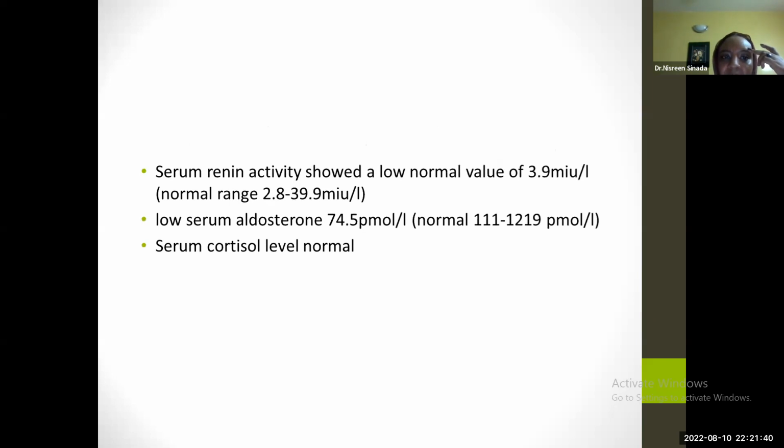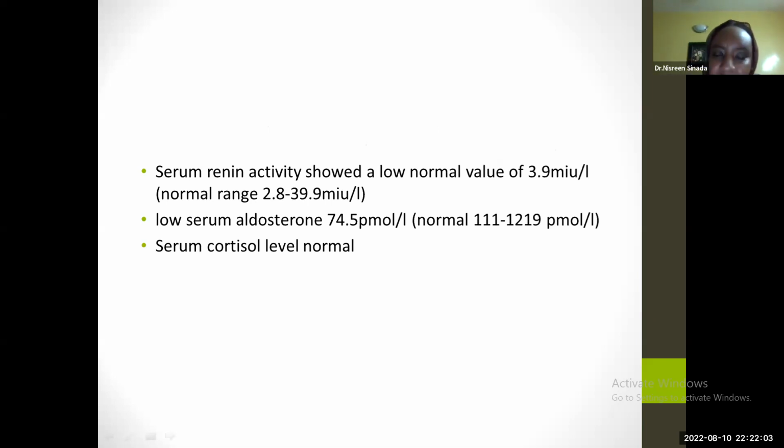So after that, we did the serum renin activity, which is low. We did the aldosterone level, which is very low. And we did the serum cortisol level, which is normal. So this is going with what? What is your diagnosis now and how do you confirm it?